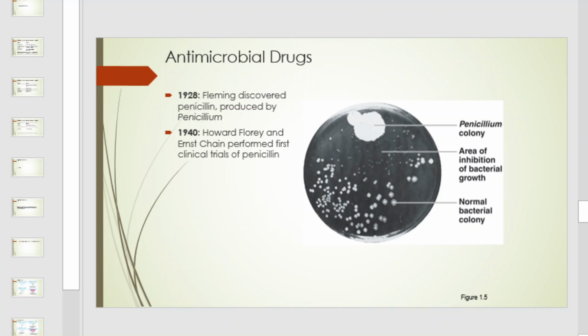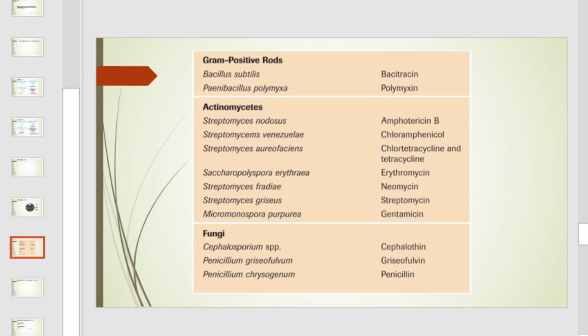Antimicrobial drugs first gained recognition and hit their heyday in the early 1900s. In 1928, Fleming discovered penicillin produced by Penicillium. And by 1940, Howard Florey and Ernest Chain performed the first clinical trials of penicillin, which would later prove to be what many considered a magic bullet or miracle drug. This table illustrates several organisms and the antibiotics that are used to treat them.